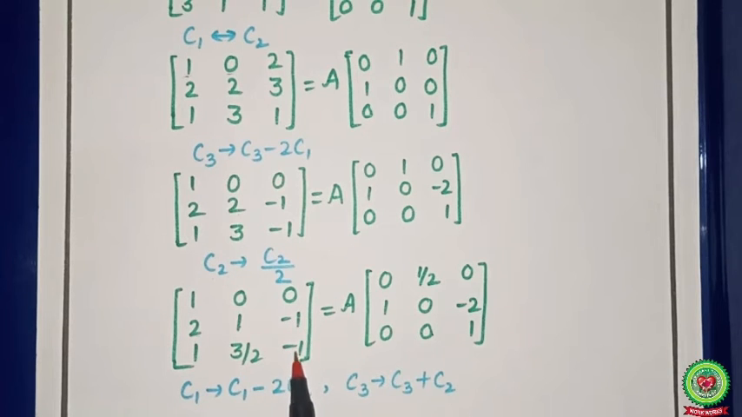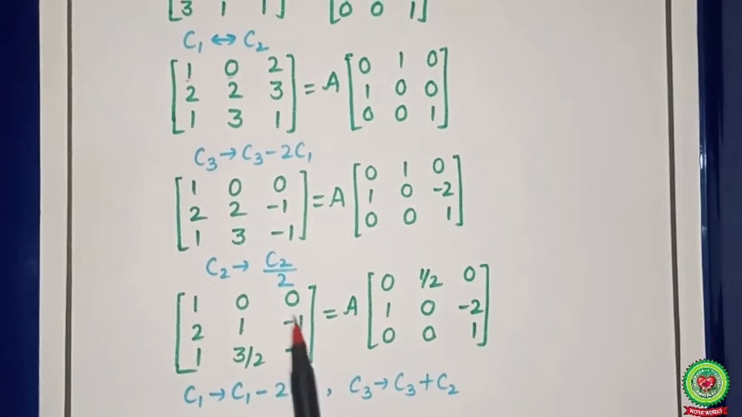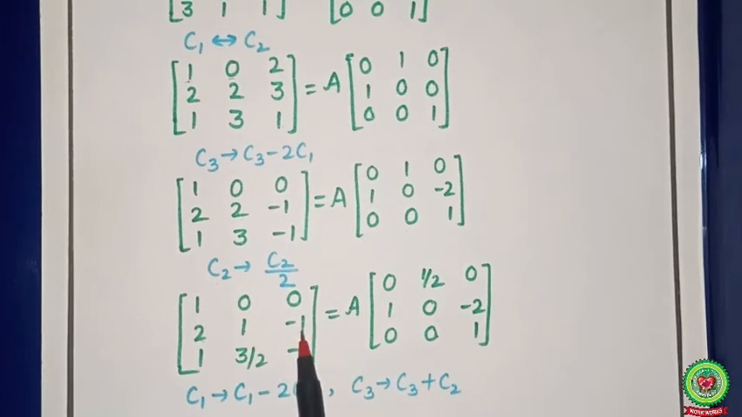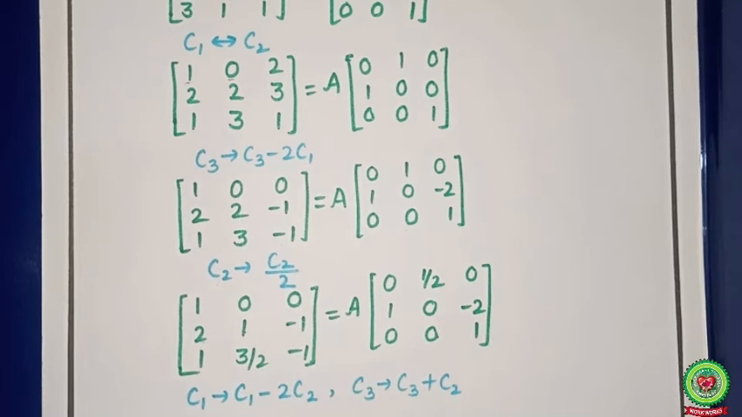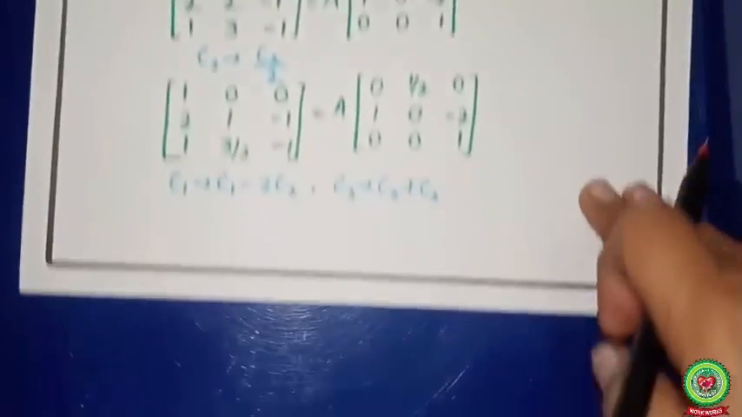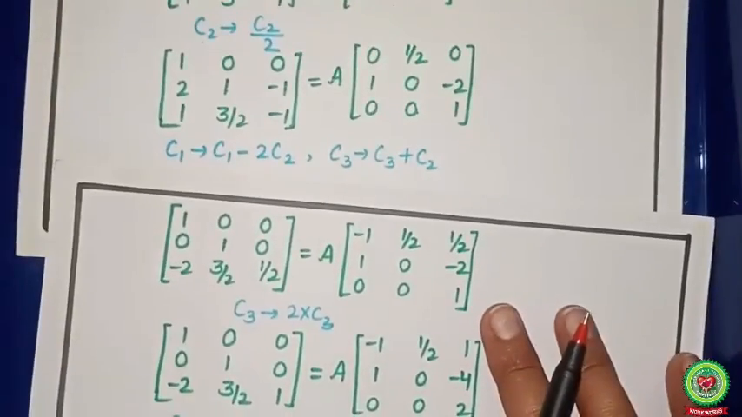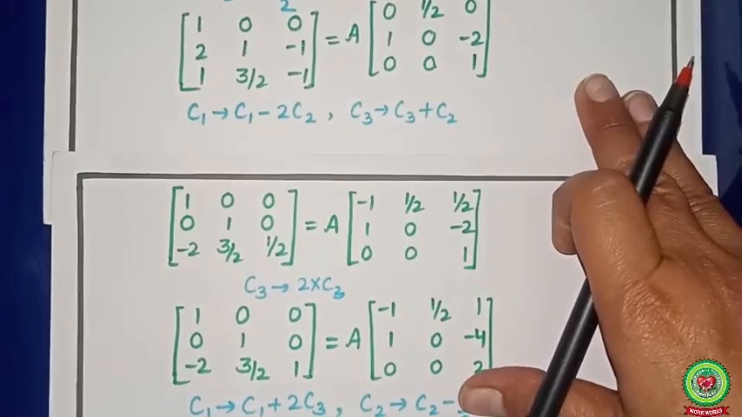Similar operation in the third one also. In the third column it is minus 1, and we have to use the second column. So you can see that minus 1 and 1 will be 0. So we will simply add column 2 and column 3. So column 3 changes to column 3 plus column 2.